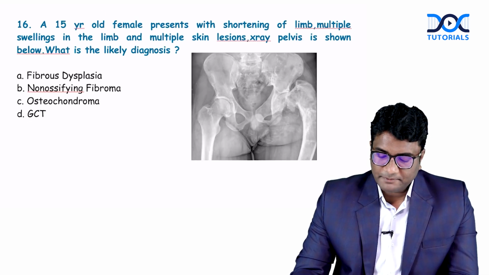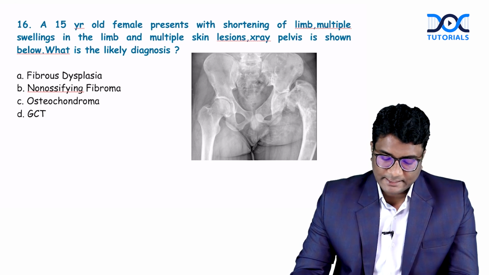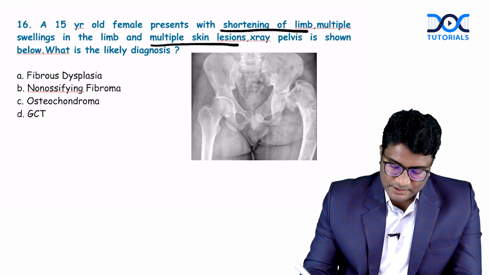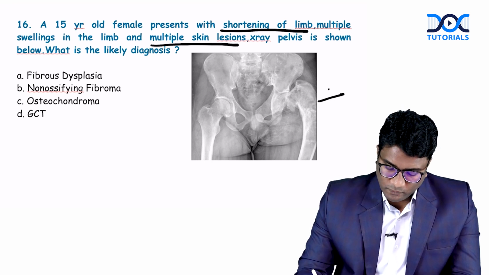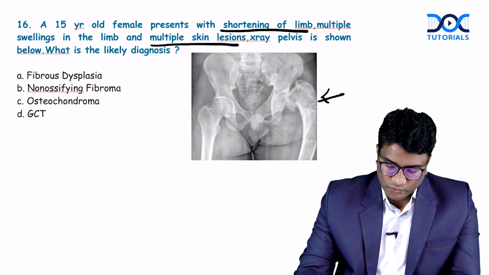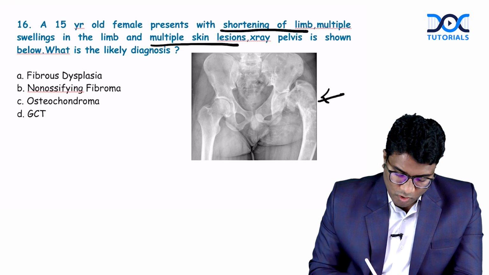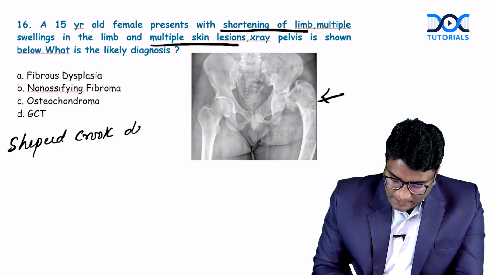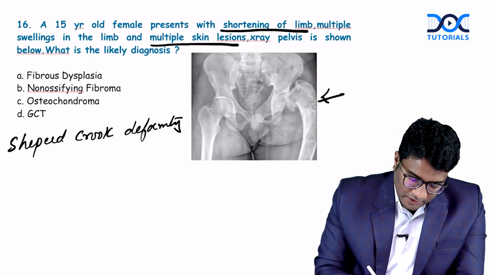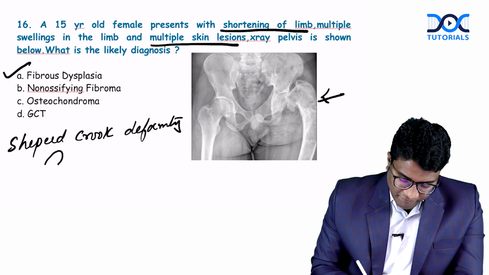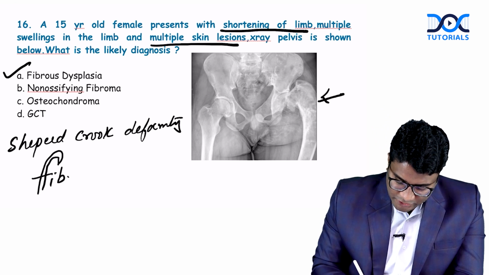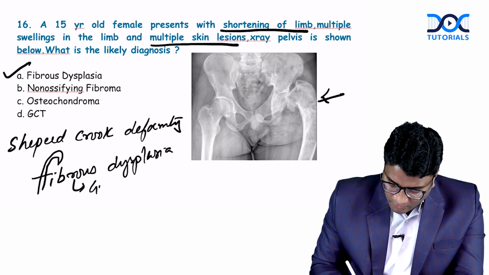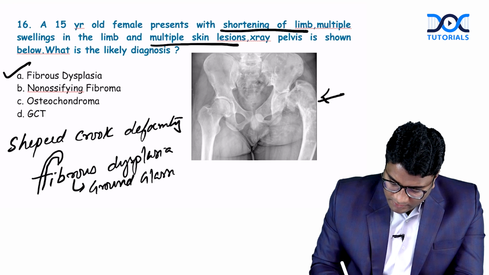A 15-year-old female presents with shortening of the limb, multiple swellings in the limb and multiple skin lesions. So, there is a limb shortening, there are multiple skin lesions. X-ray pelvis is shown below. What is the likely diagnosis? So, the X-ray pelvis shows a classic deformity of the femur called Shepherd-Crook deformity. Shepherd-Crook deformity is a feature of fibrous dysplasia. So, remember F for F like this. So, fibrous dysplasia will have Shepherd-Crook deformity. Ground glass opacities in the bone, they will have ground glassing in the bone with Shepherd-Crook deformities.